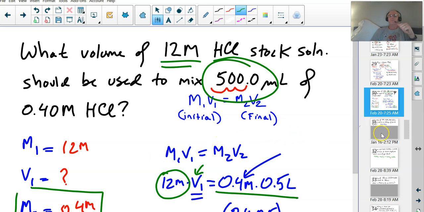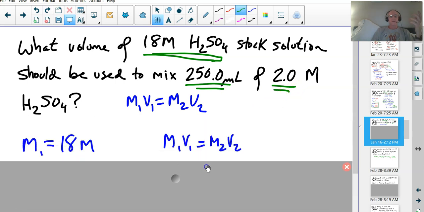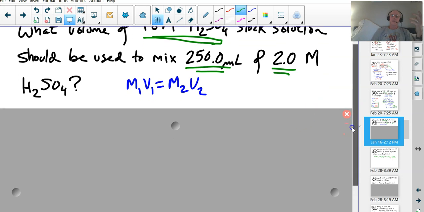All right, let's do one more. Another one exactly the same. What volume of 18 molar H2SO4? That is something I will never let you guys mess with because it's extraordinarily dangerous. But it's probably safe for us to use 2 or 3 molar sulfuric acid. So what volume of the initial stock solution, highly concentrated, do I need to mix up 250 mils of 0.2 molar solution?